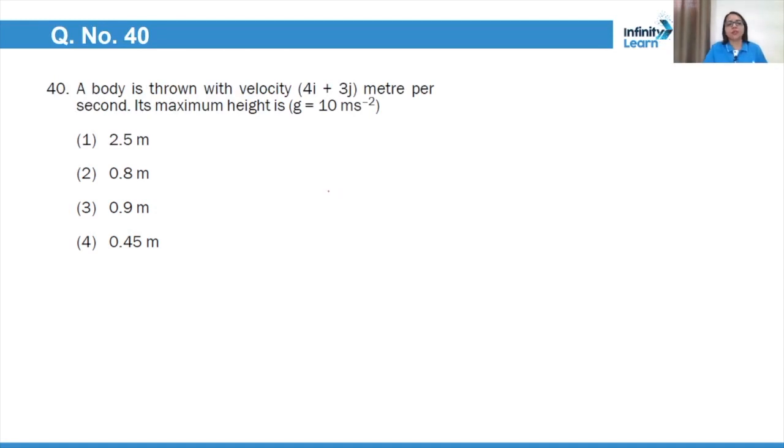Question number 40. A body is thrown with velocity 4i cap plus 3j cap meter per second. Its maximum height is. So maximum height is given as uy square divided by 2g, which is 3 into 3 divided by 2 into 10.